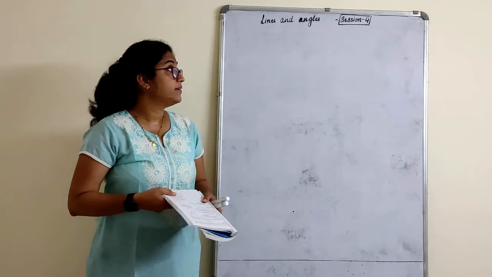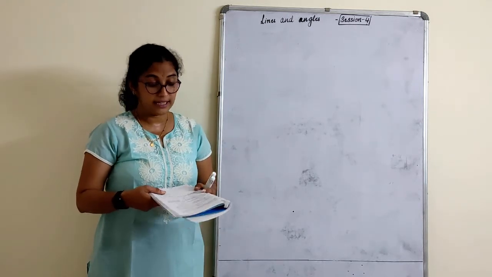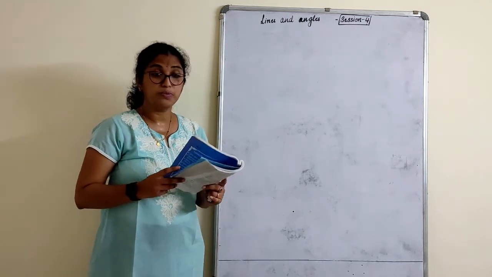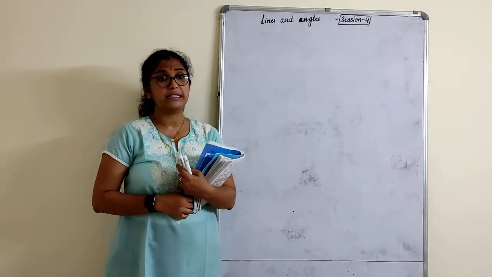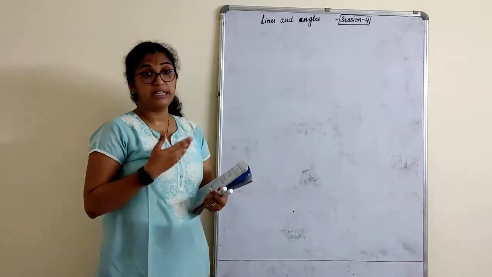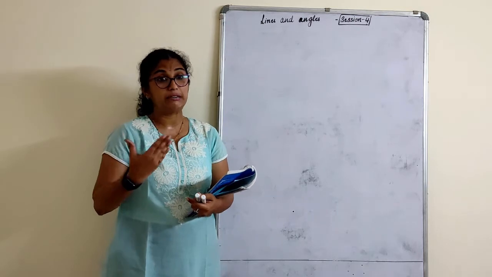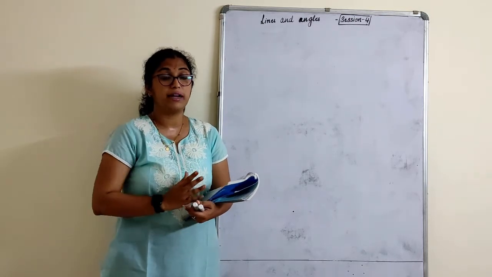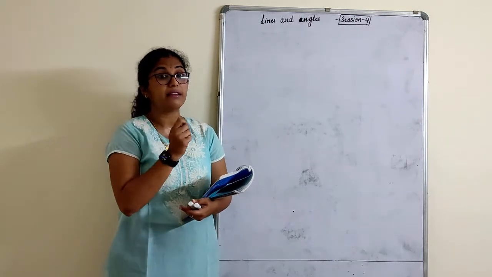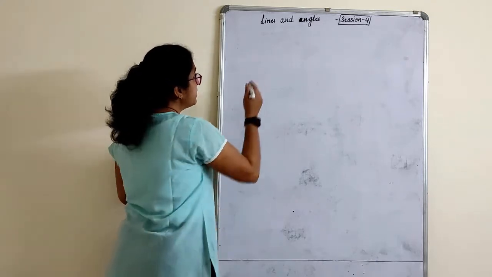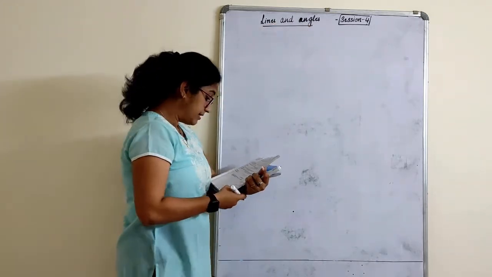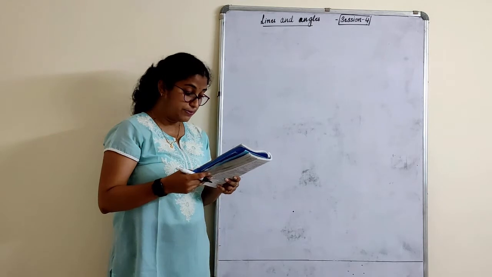Good morning. So we'll start session 4 of the chapter Lines and Angles. In the previous session we completed the exercise about parallel lines, alternate angles and transversal. We have already completed the theorem on all this. So we'll begin with the next, second exercise of the chapter.